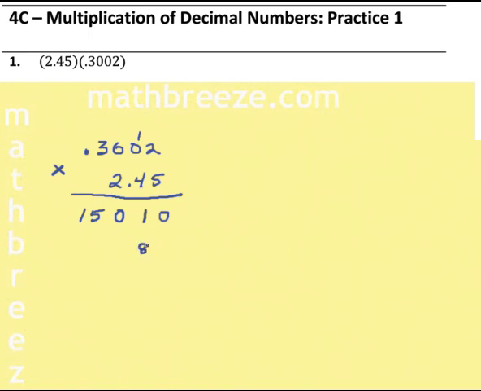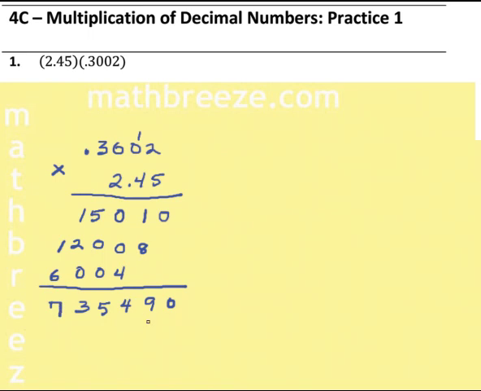Here we have 8, 0, 0. 4 times 3 is 12. Now we're multiplying by 2. Here we have 4, 0, 0, 6. And now let's add our columns. Here we have a 0, 9, 4, 5, 3, 7.